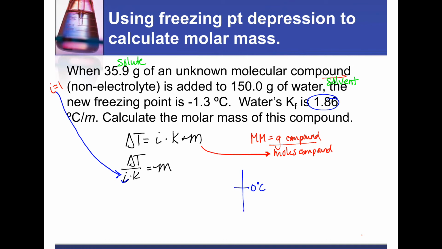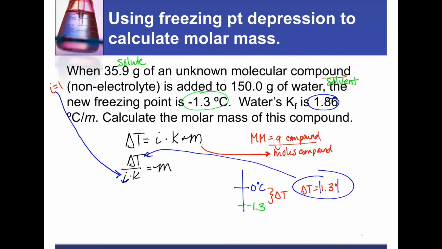So water freezes at 0, and it's telling us that the new freezing point is negative 1.3 degrees. So the difference between those is the delta T. So the delta T is 1.3 degrees. Now, a lot of people like to think of the delta T as an absolute value. It's always a positive number. That's true. It doesn't take into consideration whether it's a freezing point depression like we have here or a boiling point elevation. But we have our delta T, so we can put that in here.